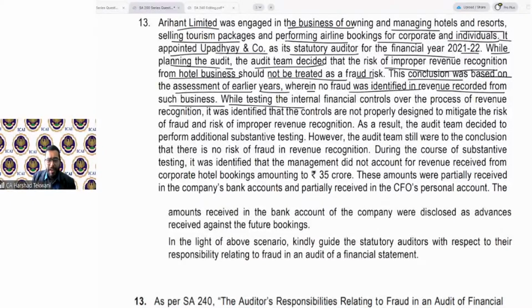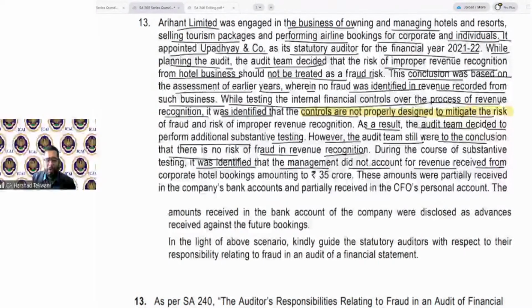While testing the internal financial controls over financial reporting for the process of revenue recognition, it was identified that the controls are not properly designed to mitigate the risk. As a result, the audit team decided to perform additional substantive testing. However, the audit team still came to the conclusion that there is no risk of fraud in revenue recognition. During the course of substantive testing, it was identified that the management did not account for revenue received from corporate hotel bookings amounting to 35 crore.